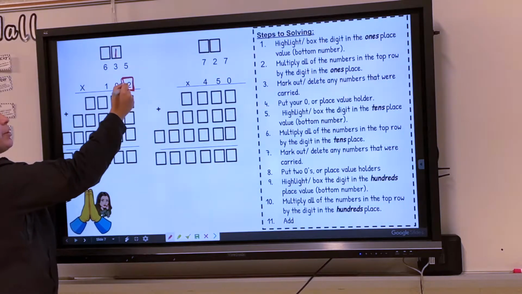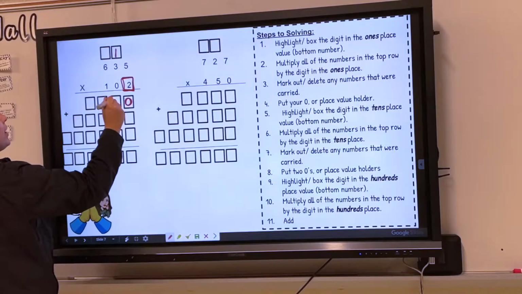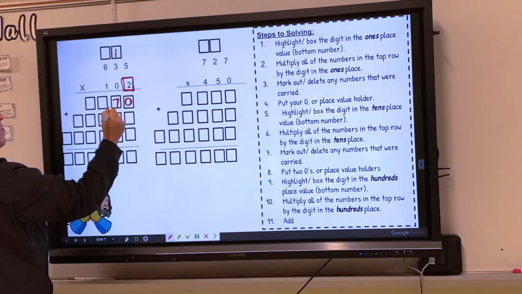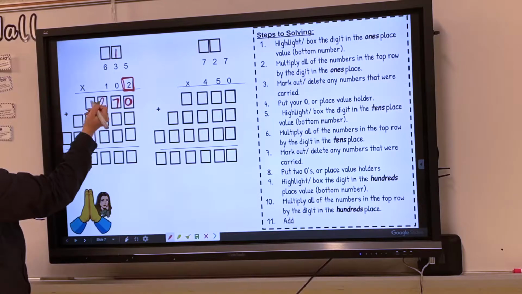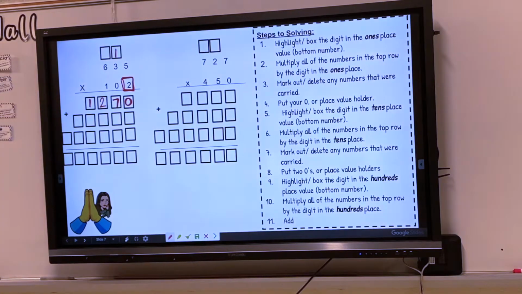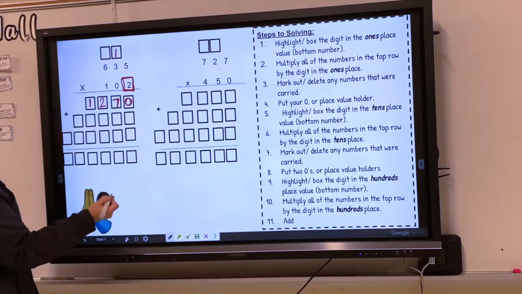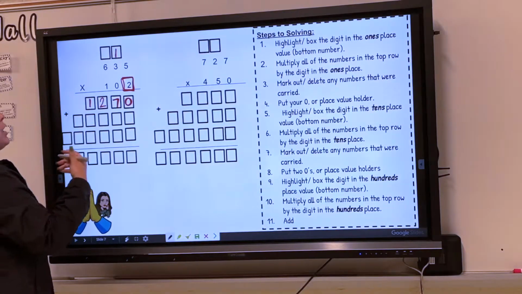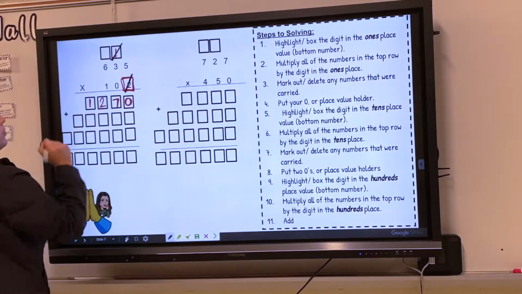3 times 2 is 6. 6 plus 1 is 7. 2 times 6 is 12. Put my 2. I don't have to carry my 1 because I don't have another number up top. And I'm done multiplying 635 by 2. Now, I'm going to mark out the numbers I don't need. I don't need the 1, and I don't need this 2.